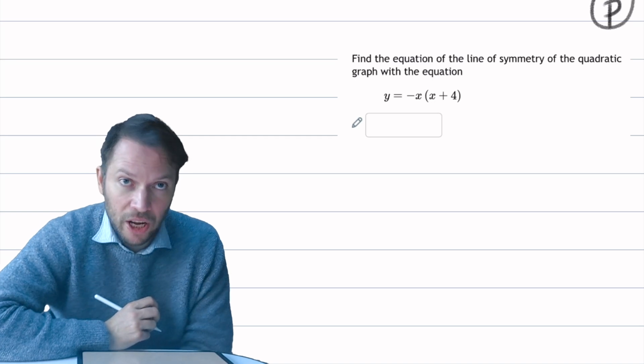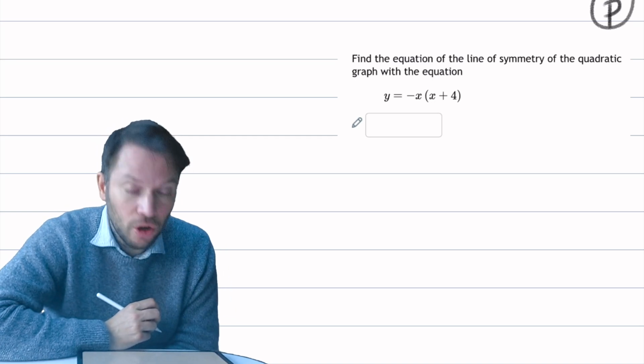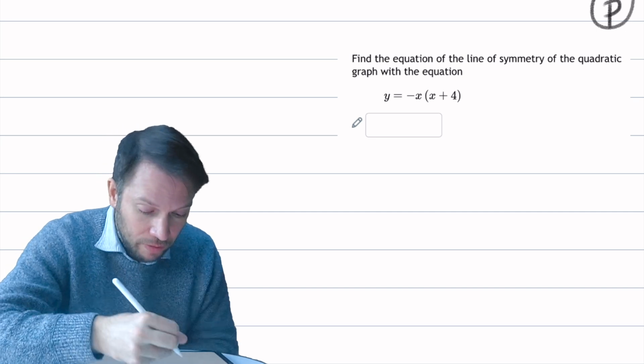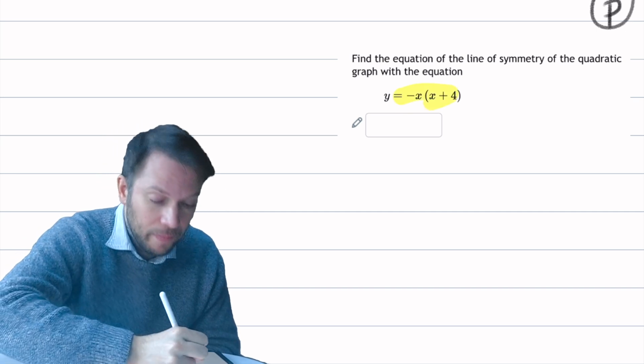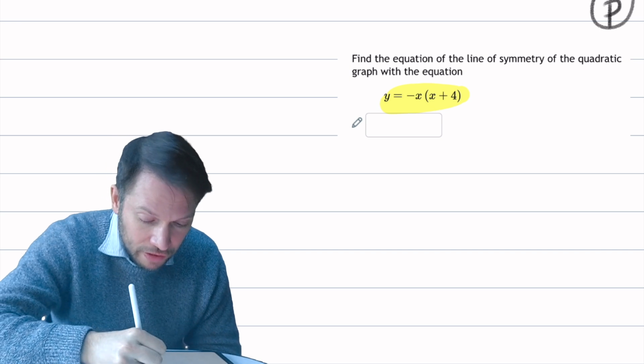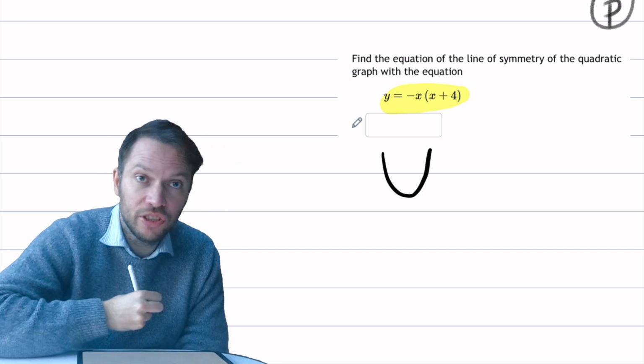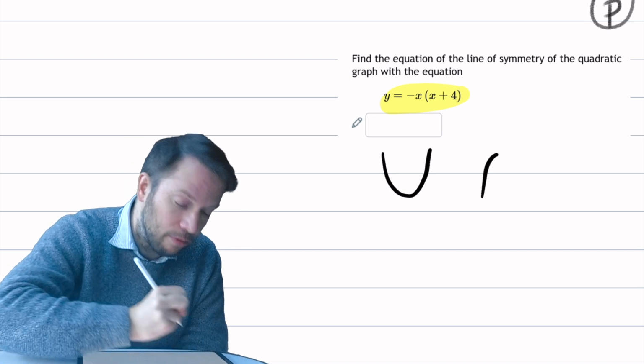Hi, in this video we're going to identify the equation of a line of symmetry of a quadratic graph. Now we've got this equation of the quadratic graph here. Can we sketch it? Well, firstly remember that a quadratic graph has one of two shapes. It can either be a smiley face shape like that, or it can be a hill shape like that.